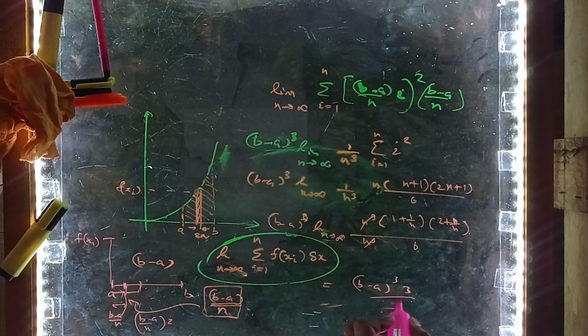This is 2 upon 6, so 1/3 times b minus a cubed. If you integrate from little a to little b, the same answer is derived. It means the area of this region under this particular curve can be evaluated using limits and summation only. We have not used integration here.